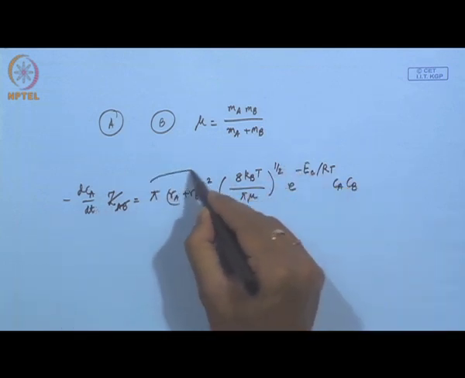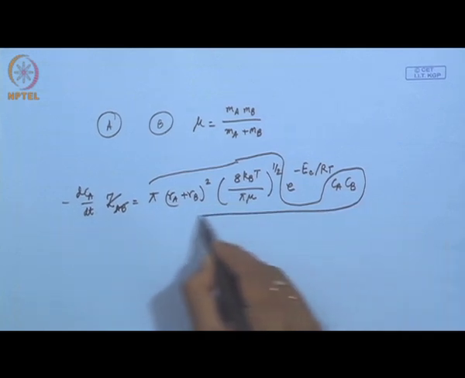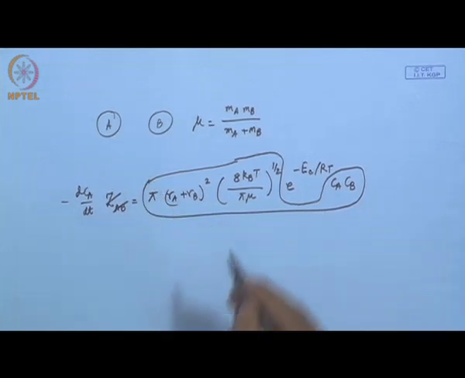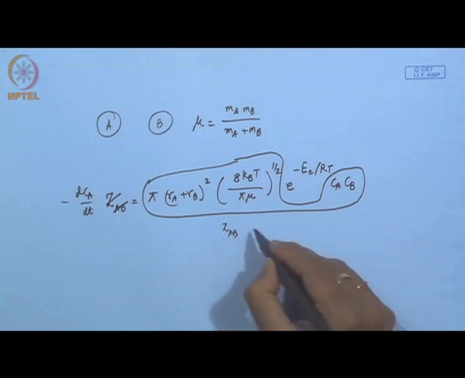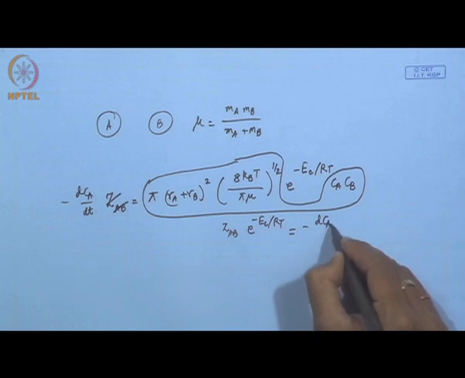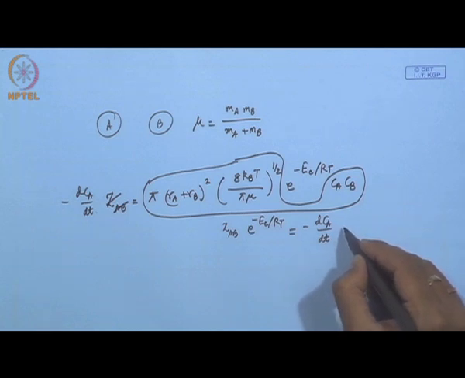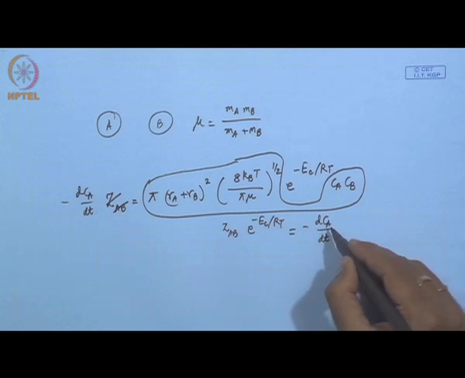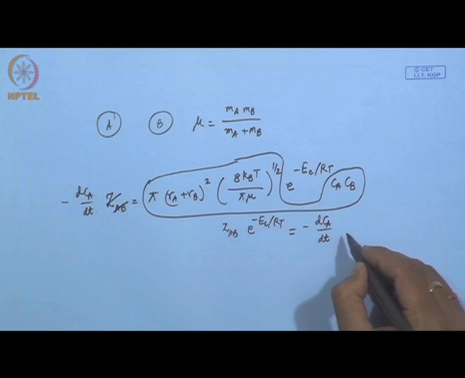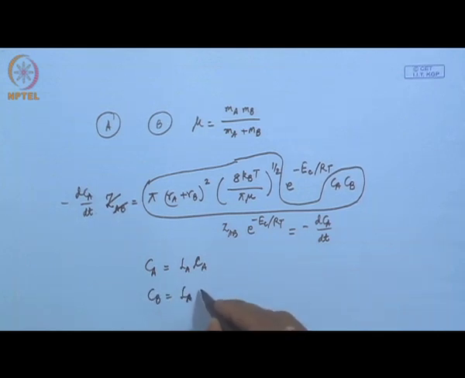This portion is your ZAB times e to the power minus EC by RT, which will furnish you minus dCA dt. So, this CA is number density per unit volume. If we want to convert this to concentration, that is moles per liter, then CA is equal to Avogadro number times [CA]. In the same way, CB is equal to LA times [CB].